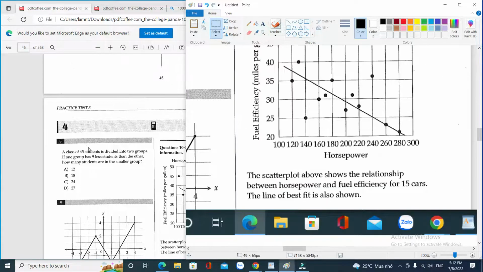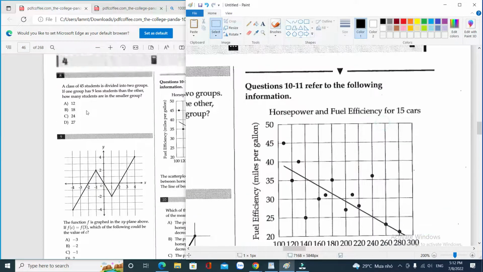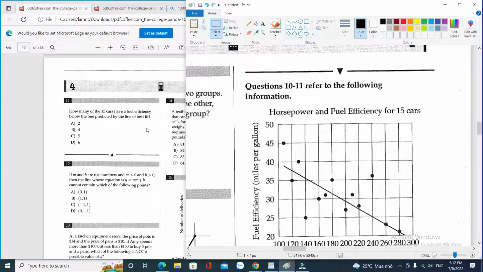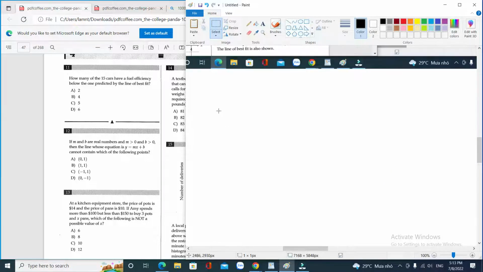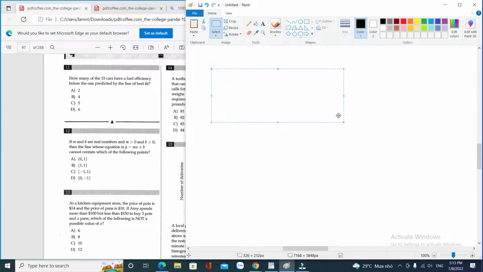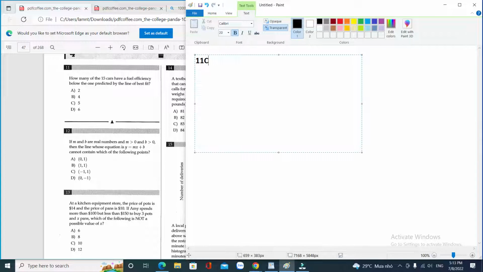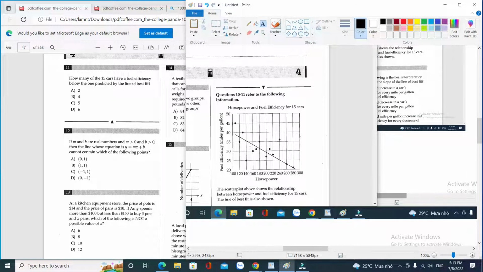So what is the question now? How many of the 15 cars have a fuel efficiency below the one predicted by the line of best fit? Here we just count: 1, 2, 3, 4, 5. So 11 is C, because 5 cars are below the line of best fit.